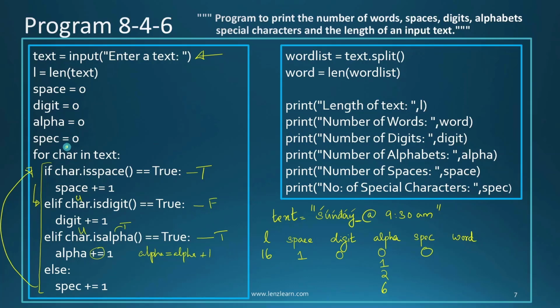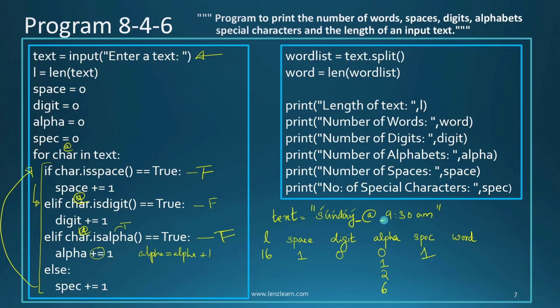So @ will be stored into char, and now I will check whether @ is space, it is false. Now I will check @ is digit, it is false. Now I will check @ is alpha, that is also false. So now I will come to else. If it is not space, not a digit, and not an alphabet, then we will consider it as a special character like hash, dollar, @, exclamation mark, percentage. So all those kinds of characters will come to else, and there you will increase the count of special characters. So now special character will increase to 1.